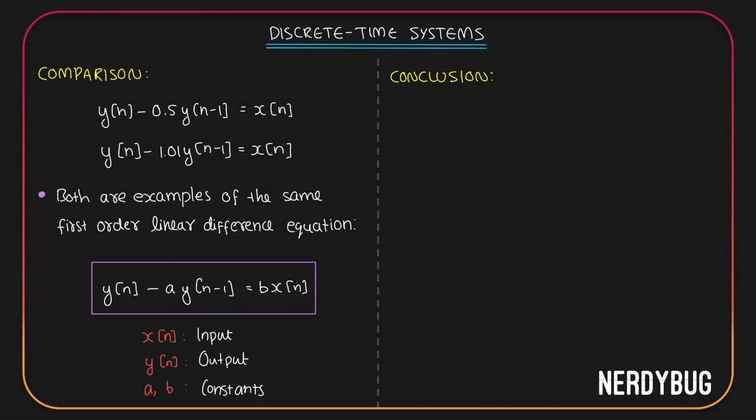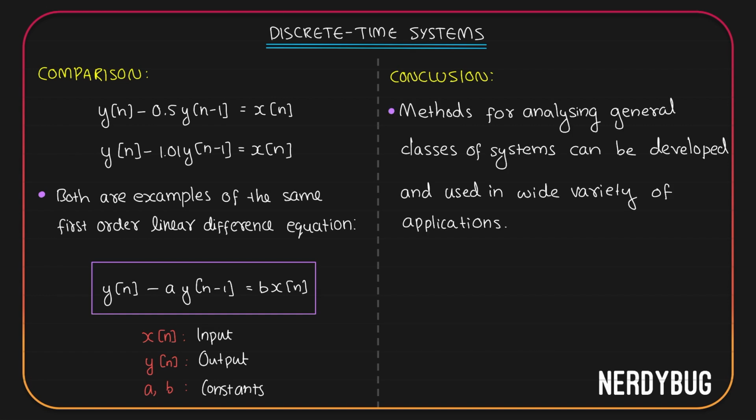What can we conclude from here? I took two random examples and I got very similar looking equations. Now, just like we said before, this has to be a sign that there are lots of situations where we can use the same equation to define them. And that means methods for analyzing general classes of systems can be developed and used in a wide variety of applications. I can develop a method to solve this particular equation and then I can use it in a lot of applications.